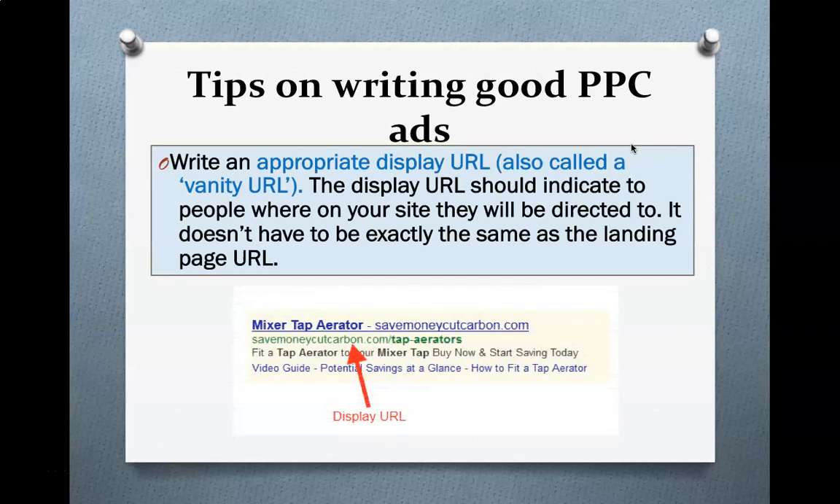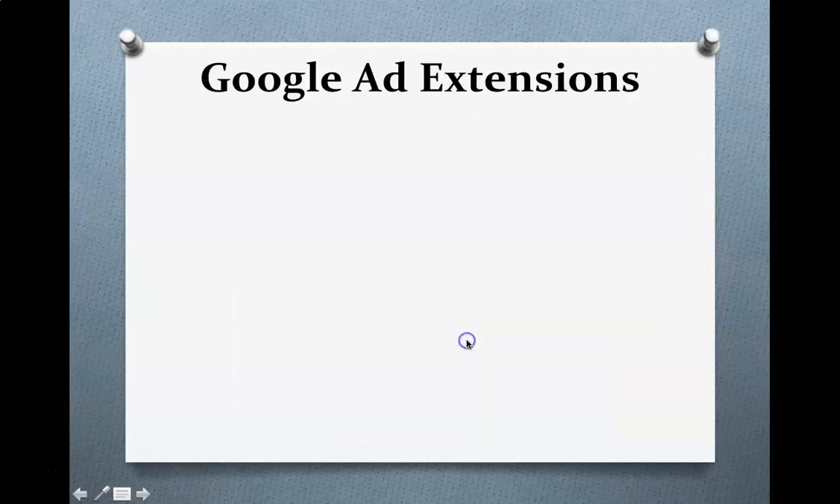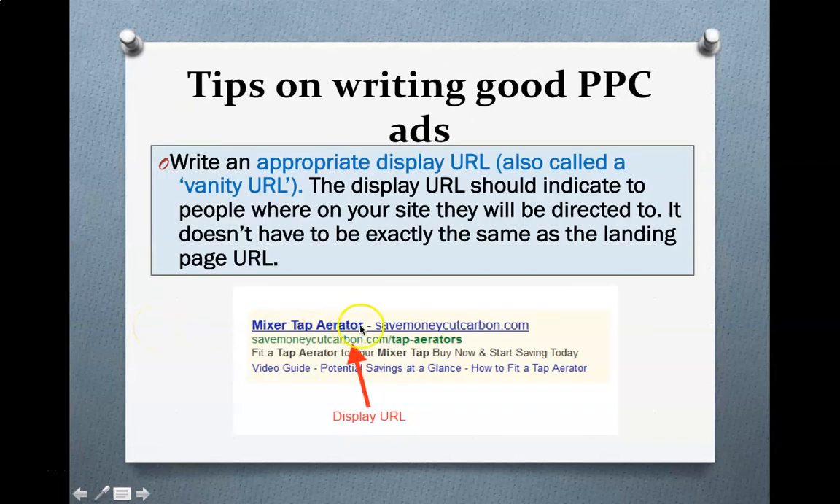And then other tips on writing good PPC ads. Write an appropriate display URL, also called a vanity URL, and that is here when we say that. The URL doesn't have to be your actual URL, because when you set this up, you will have it linked to your web URL, but you can actually have what we call a vanity URL, where it maybe looks a bit nicer or deals more specifically with your keywords.